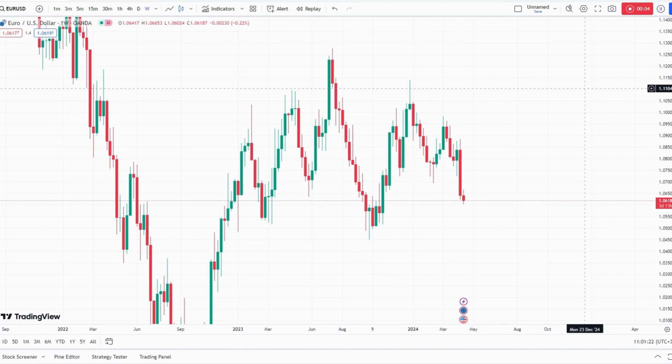This is my overview on EURUSD and why I think it's a drop, unless structure says otherwise. Remember, always adapt and react to the market.